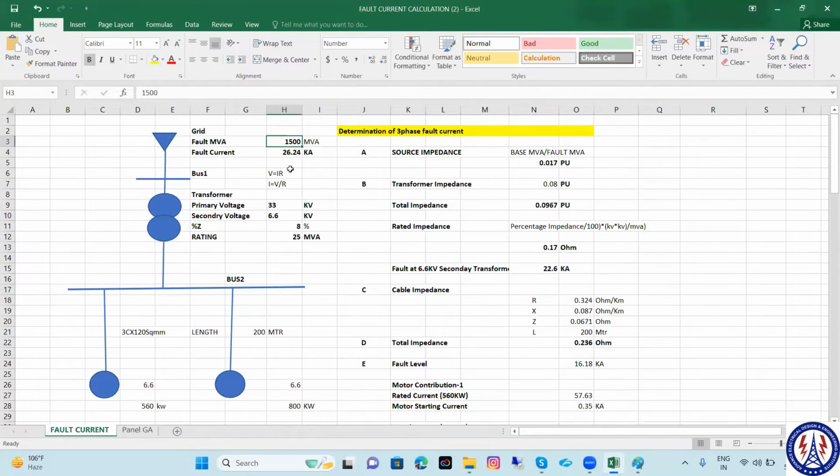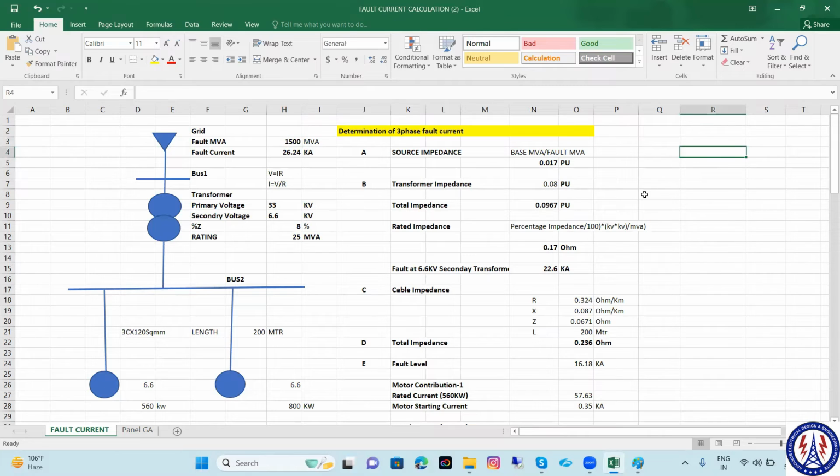If someone is providing us the supply, then he will tell how much fault level is coming from the source. So this input is required from the client. Okay, this is the input.